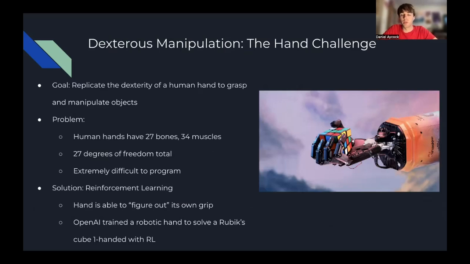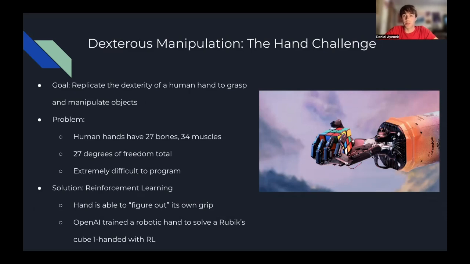Next, another challenge with reinforcement learning in robotics is dexterous manipulation. So the challenge with the hand. Let's say the goal is to replicate the dexterity of a human hand so you can grasp and manipulate a lot of objects. Human hands are obviously very capable of manipulating a ton of objects. It's kind of how we got where we are today. So the ideal gripper might look something like a human hand, but that's really hard to do because, as you can see here, human hands have 27 bones, 34 muscles. That ends up being 27 degrees of freedom total. That's a lot. I've done a lot of mechanical engineering problems that have much less degrees of freedom than that, and 27 is a lot. So that's really hard to program as a robot.